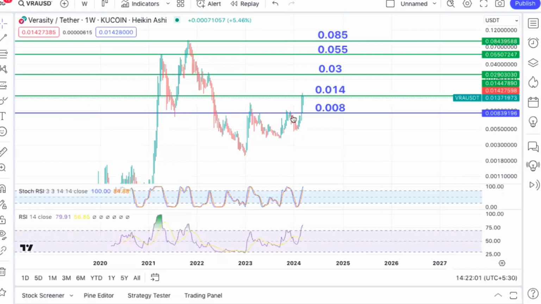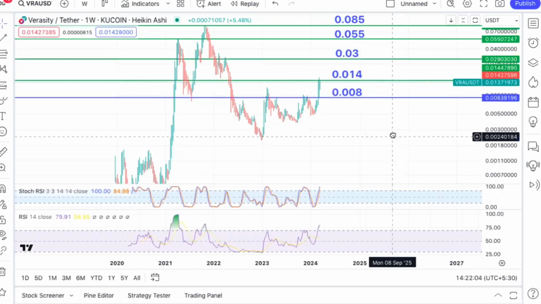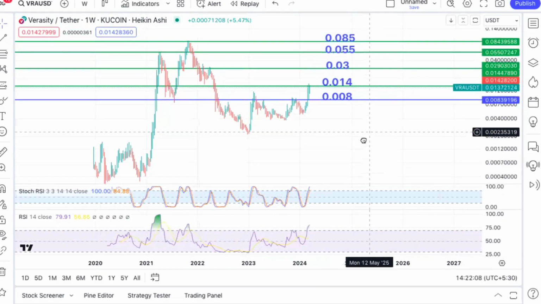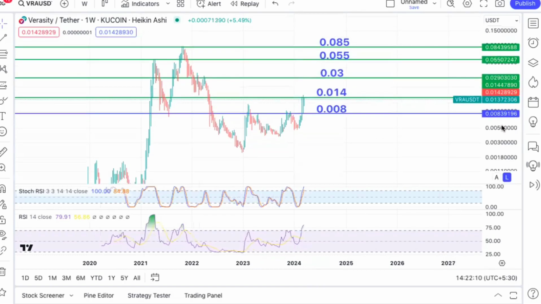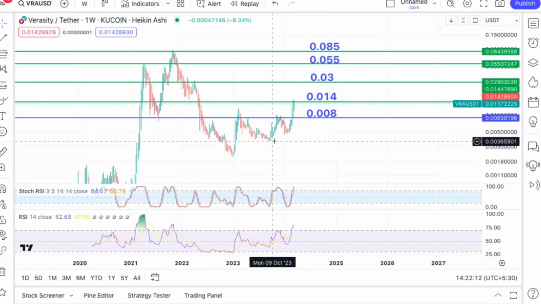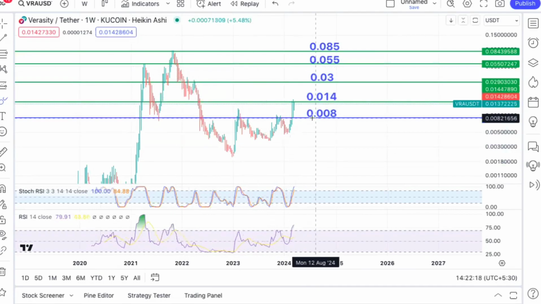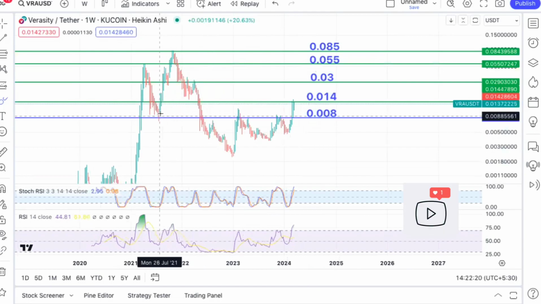So first, let's go to the VRA USDT chart, and we are looking at a weekly time frame, so you get a long-term perspective of what price can do from here. VRA has broken out of this bear market accumulation. The very important bear market accumulation zone was 0.008 on the weekly.